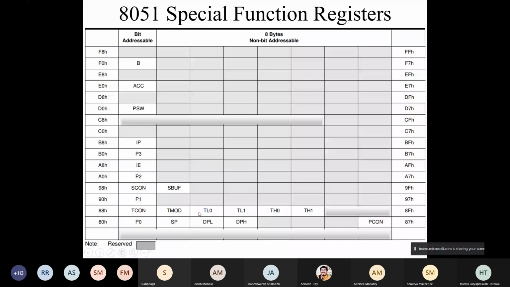So for all the ports, you can change 1 bit at a time. For interrupts and program status word and so on, accumulator, B, these registers are bit addressable. Bit addressable has certain advantages where you can just change 1 bit, such as I want to turn on one LED connected to P2, whereas the other 7 LEDs may be off, assuming 8 LEDs are connected to P2. Then I can just come to any one of the bits and turn on and off that LED at a time. So that's the advantage.